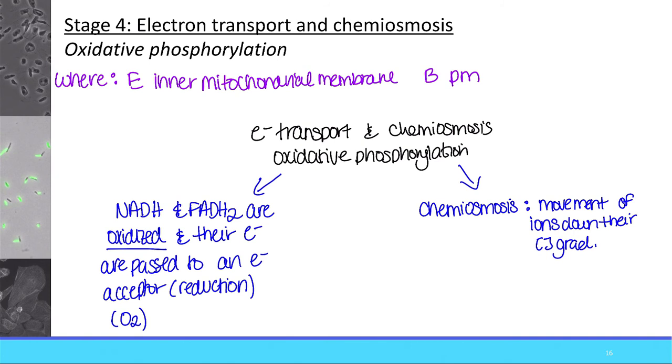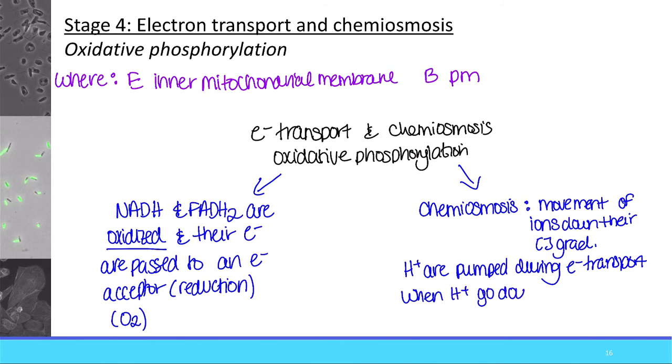So in chemiosmosis, or the phosphorylation part of oxidative phosphorylation, what we have is protons that are pumped during electron transport. So that's during that oxidative step. And then when the protons go down their concentration gradient, they power the synthesis of ATP.